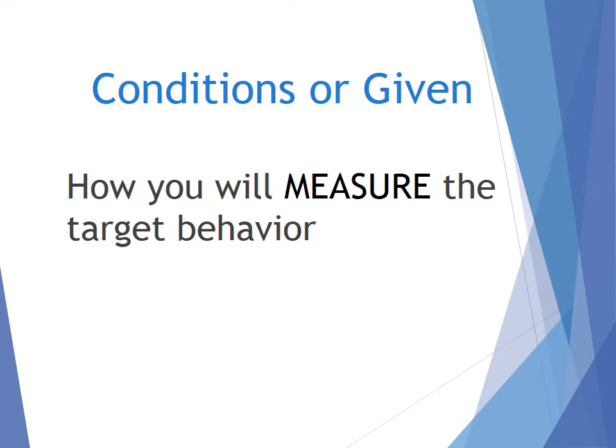The second part of a goal is the conditions or the given. This is how you will measure the target behavior. This describes what must be present for the student to demonstrate the skill or behavior at the expected level of performance. An example of a given would include when presented with a passage from a second grade curriculum.